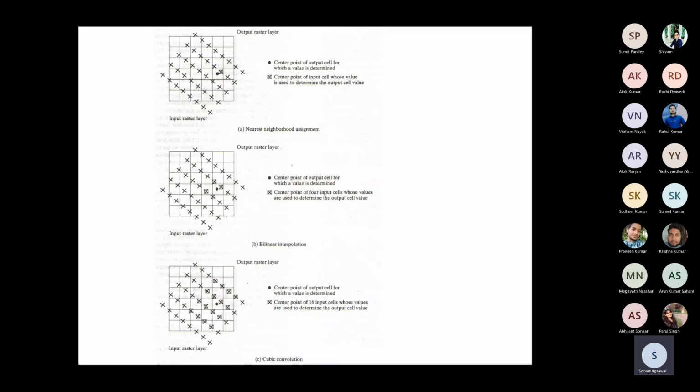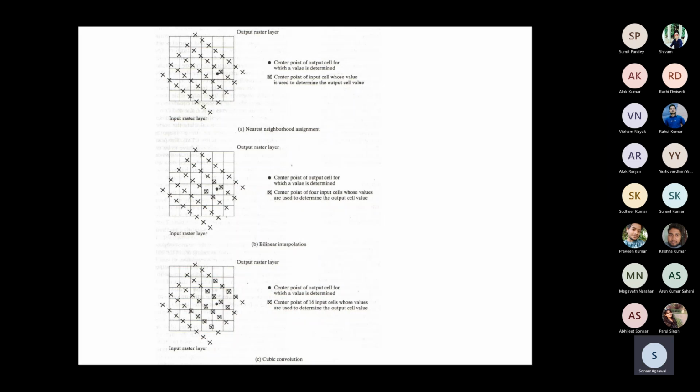There are three resampling techniques: nearest neighbor, bilinear interpolation, and cubic convolution. In nearest neighbor, a single cell is considered, which is nearest to the given pixel or cell. In bilinear interpolation, the nearby 4 pixels are considered, and in cubic convolution, the nearby 16 pixels are considered, and based on them, the new computed value is obtained.